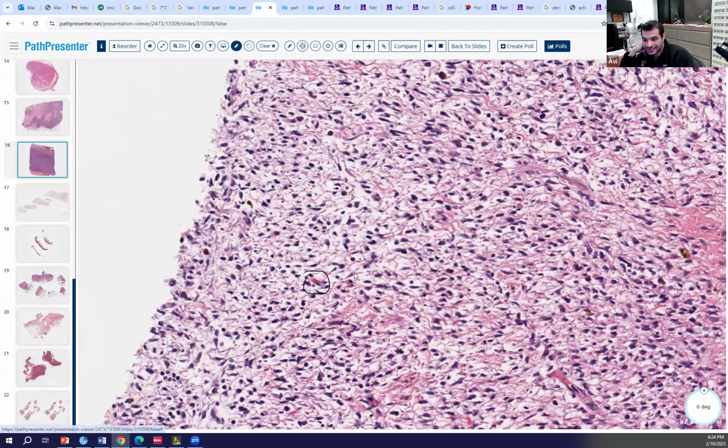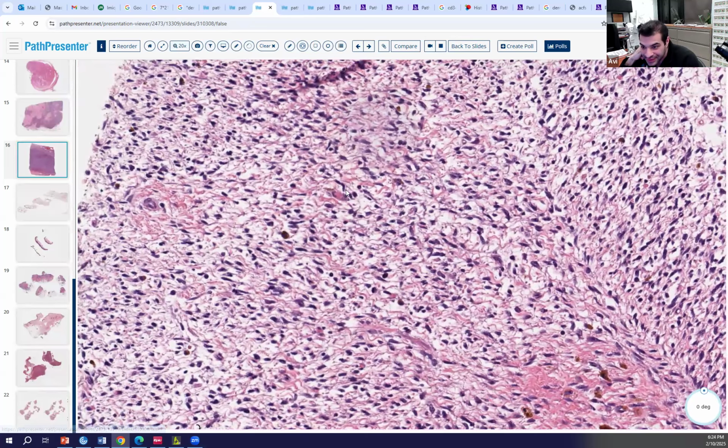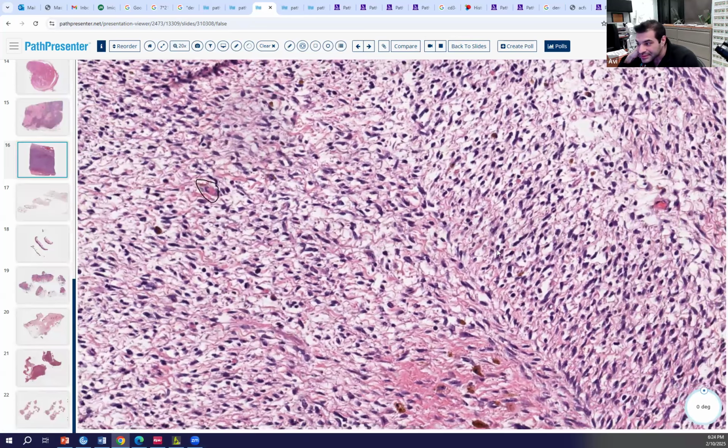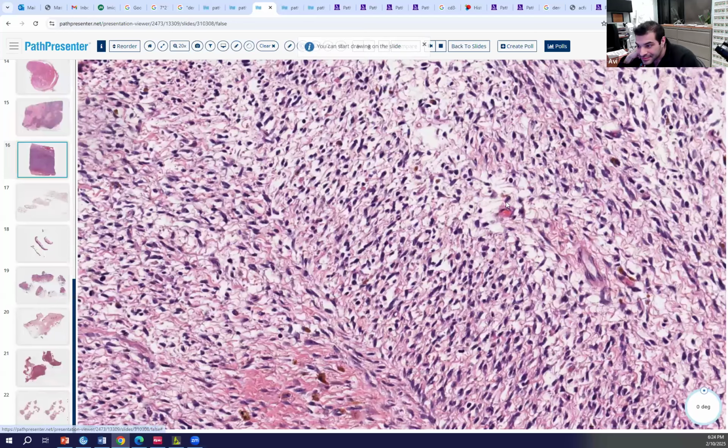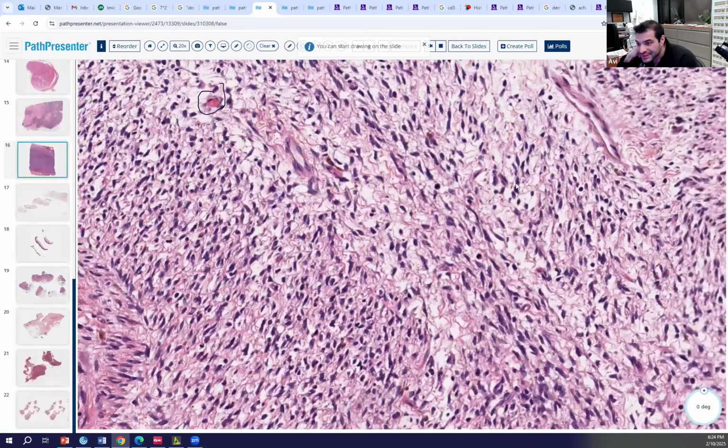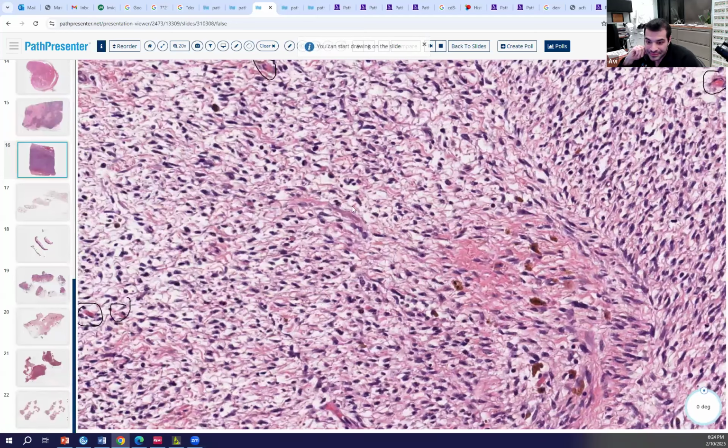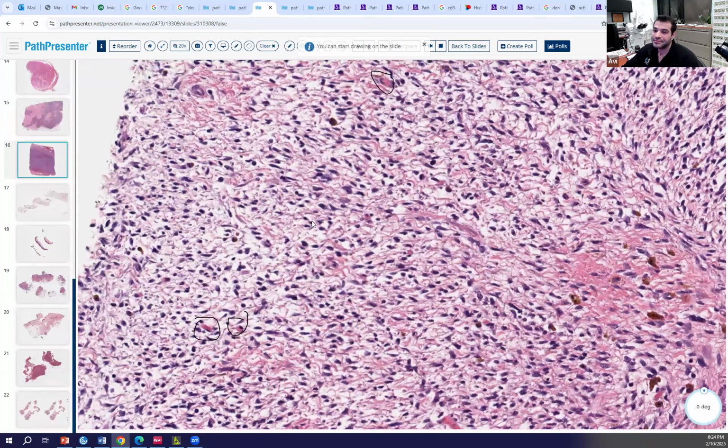This one. Now there's a little bit of procedural hemorrhage here, so I'm trying to not let that confound the situation. Okay, I think we circled enough of them. Okay, so everything for malignant peripheral nerve sheath tumor plus these larger cells with eosinophilic cytoplasm.